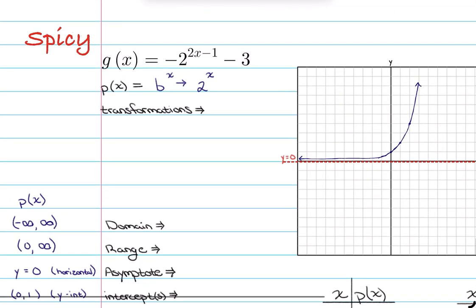Translations. The first thing that we hit is a reflection. It's that negative again. Because it's acting upon the whole function, that means this is going to be a vertical reflection. Again, that means it is over the x-axis. So this whole thing, again, is going to get flipped on its head. So keep in mind that changes your range.